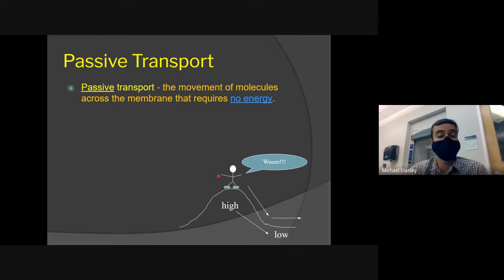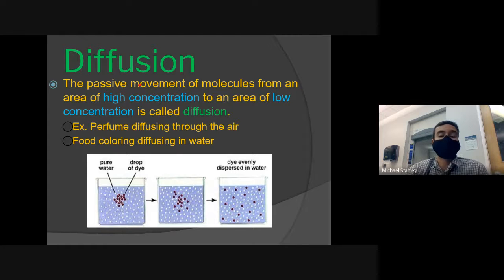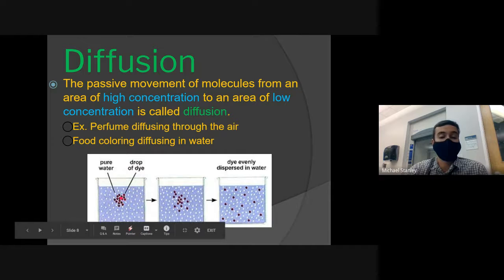Passive transport is the main thing that we focused on today. It's where molecules don't need any energy in order to cross a membrane. And it's all about moving from high concentration, where you have a lot of a specific type of molecule, to low concentration, where you do not have as much. Diffusion is kind of the super basic version of this, where you have things like scents diffusing throughout the air, or dyes or particles diffusing throughout a liquid. But again, all about moving from high to low concentration.